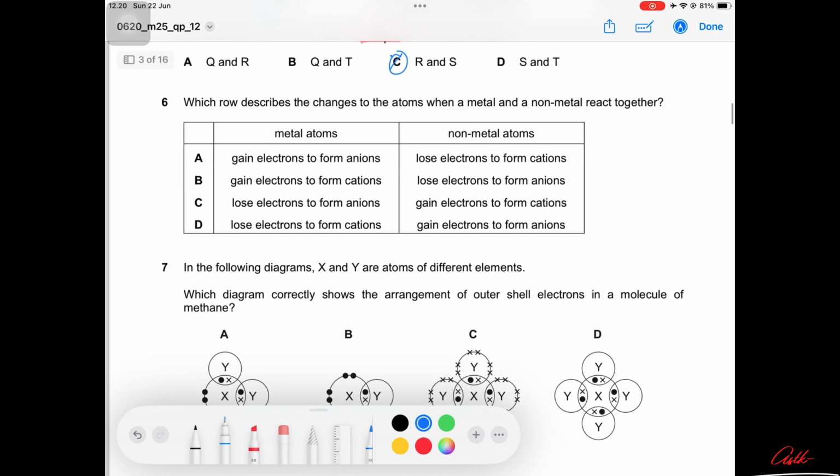Okay, now number 6. Which row describes the changes to the atoms when a metal and a non-metal react together? Okay, so remember, metal will make a cation and non-metal will make an anion. And you know that anions have a negative charge and cations have a positive charge. So from these 4 options, we will choose option D because metal atoms will lose electrons to form cations and non-metal atoms will gain electrons to form anions.